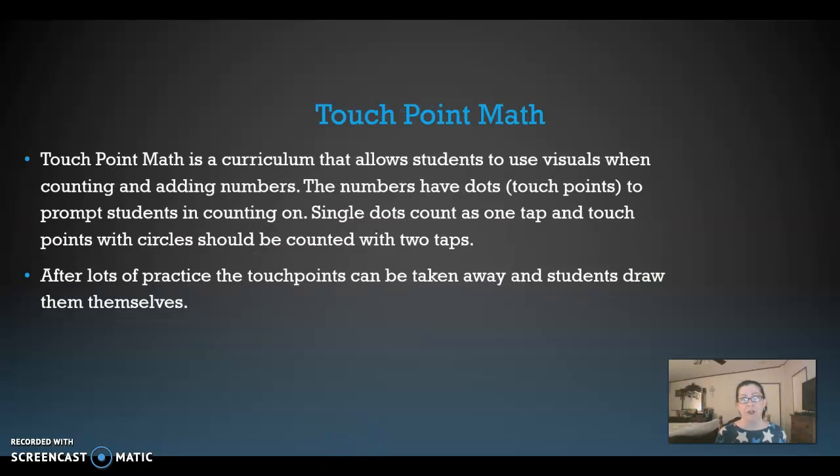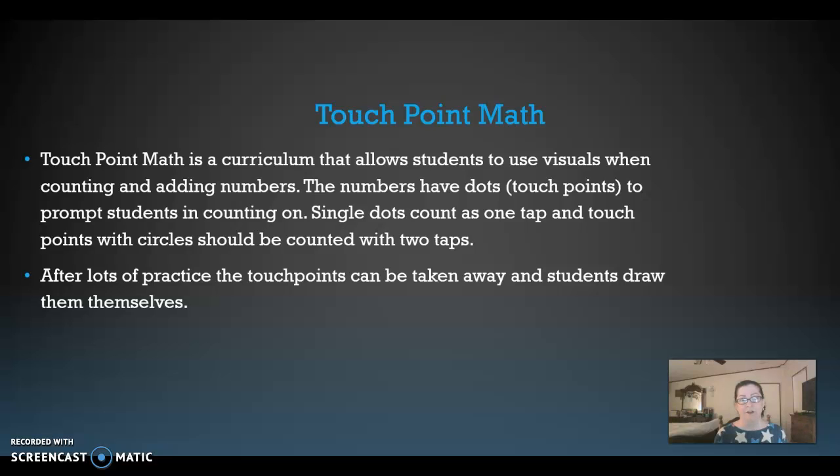And for touch point math, that was also somewhat of a review for me because we did use touch point math with our youngest. It's a curriculum that allows students to use visuals when counting and adding numbers. And the actual number has the dots, the touch points, to prompt students in counting on. Single dots count as one tap, literally a tap, and touch points with circles should be counted with 2 taps.